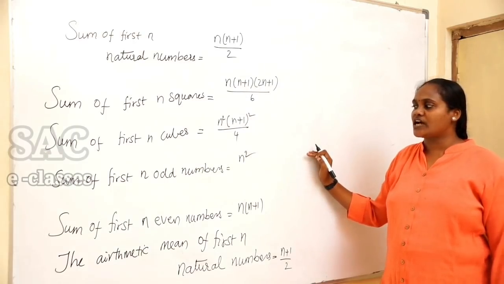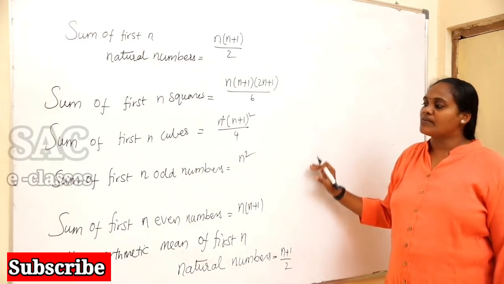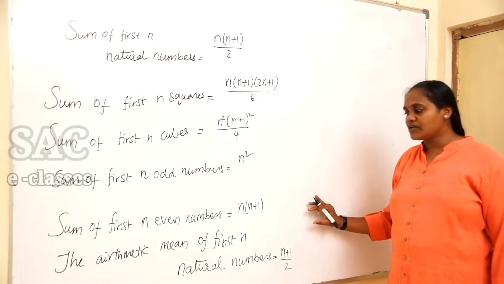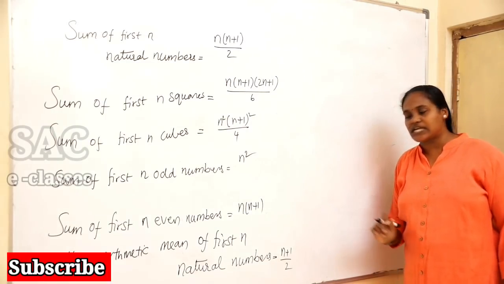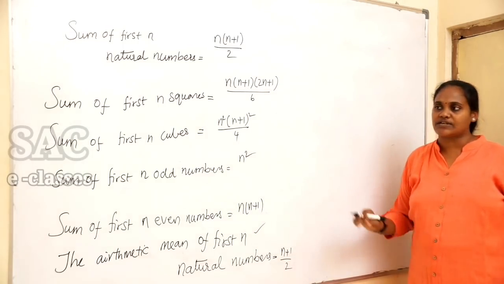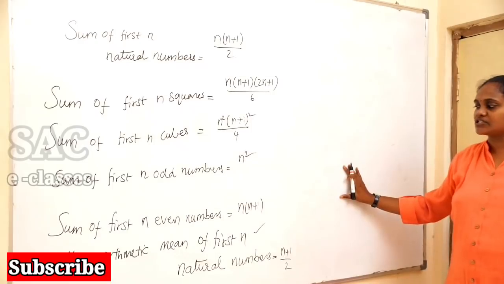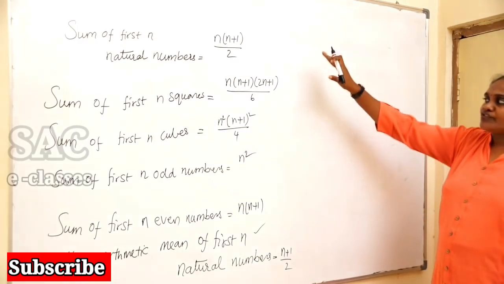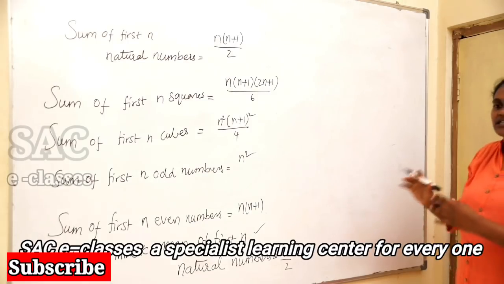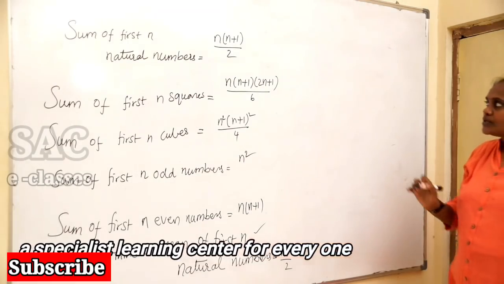The sum of the first n odd numbers is n square. The sum of the first n even numbers is n into (n plus 1). And the arithmetic mean of the first n natural numbers is (n plus 1) by 2. Especially this one was asked in the 2017 SSC Tier 1 examination. So first of all, when should we use these formulas and how will these formulas help you a lot.